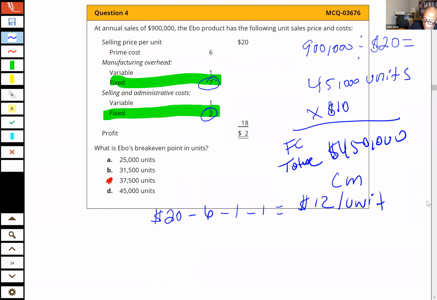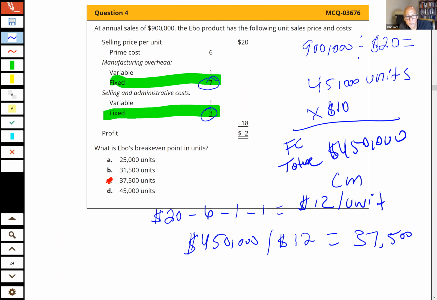Now that I know my contribution margin per unit, I'm home free here. I simply take the 450,000, divide it by the $12 contribution margin per unit, and I now have to produce 37,500 units to break even.